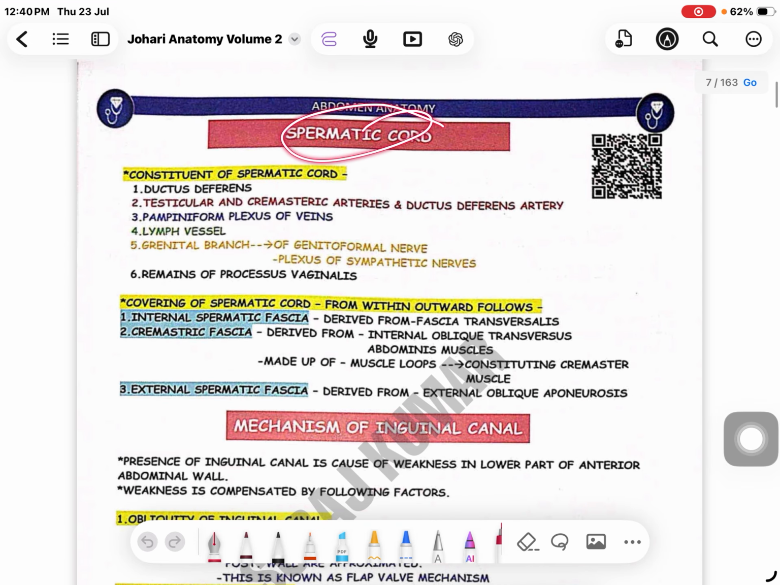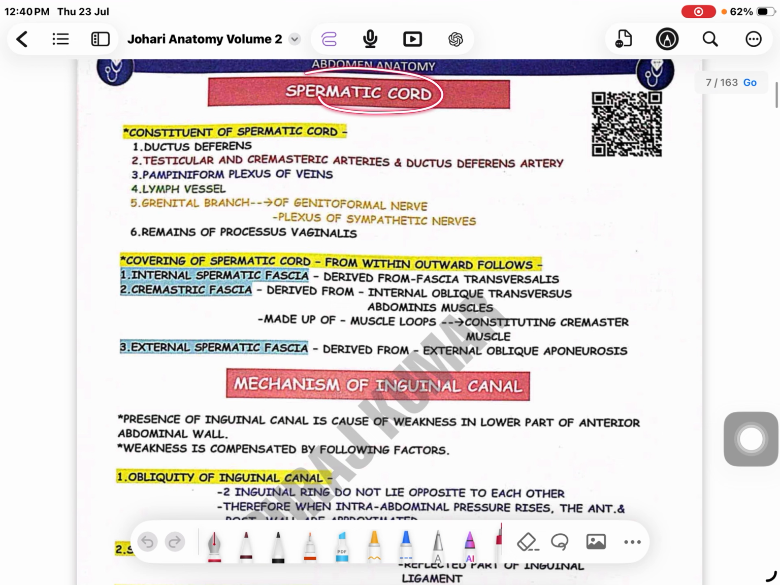Now the constituents of the spermatic cord. The spermatic cord itself is a content of the inguinal canal, and now we are considering the structures present inside it. The constituents of the spermatic cord are: ductus deferens, testicular and cremasteric arteries and the artery of the ductus deferens, pampiniform plexus of veins, lymph vessels, genital branch of genitofemoral nerve, plexus of sympathetic nerves, and remains of the processus vaginalis.